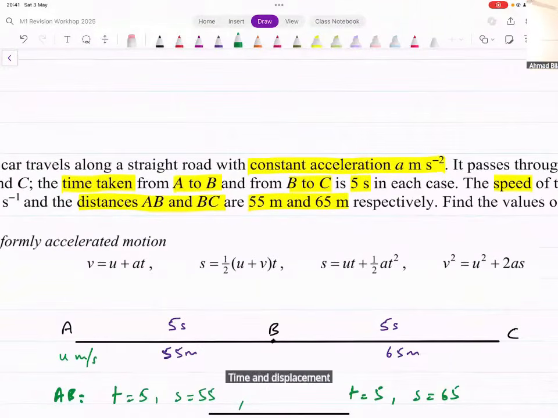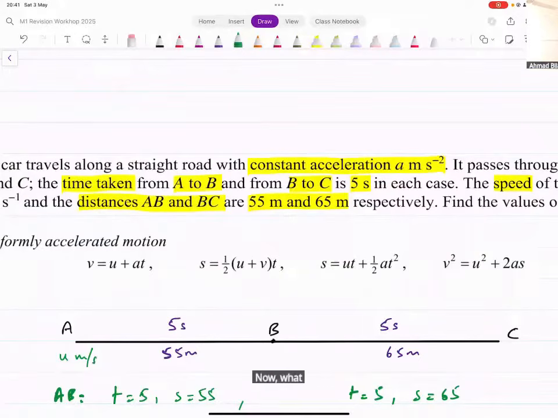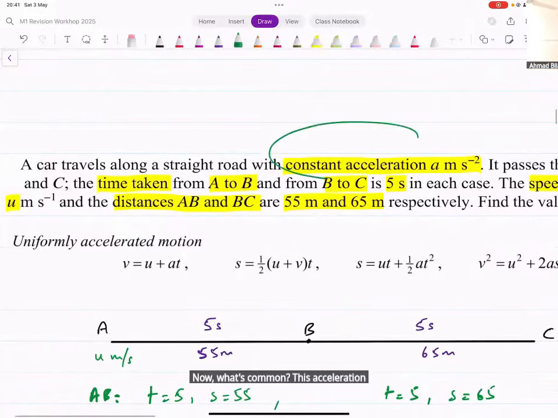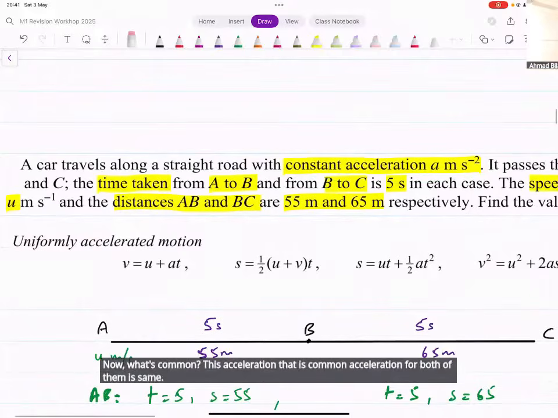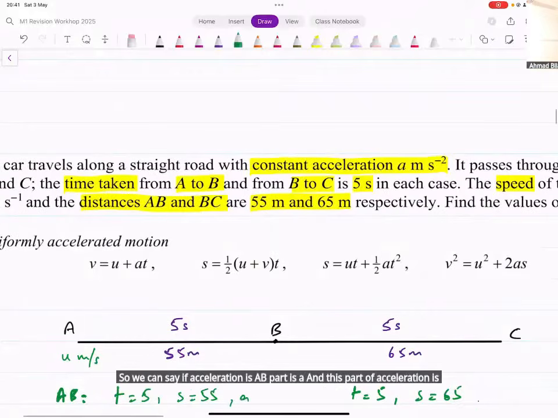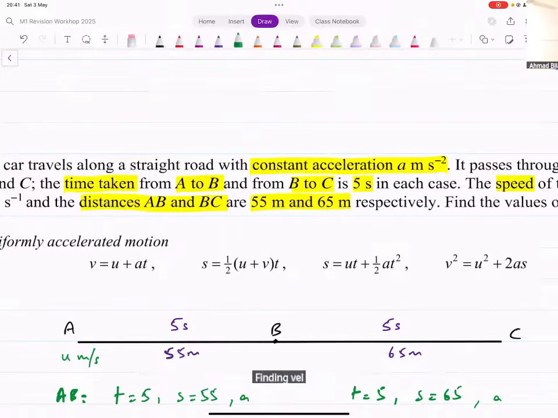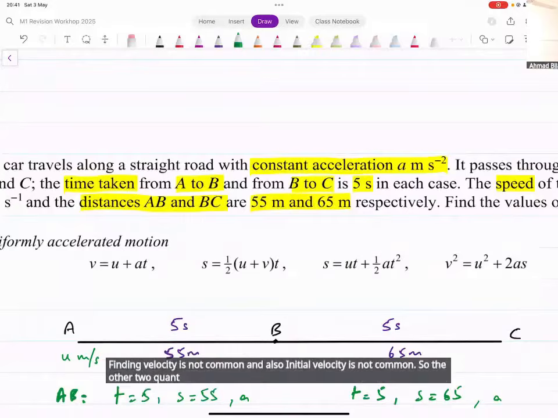And then we need to basically identify what other quantities are common between these two parts of the journey. Now, what's common? There's acceleration that is common. Acceleration for both of them is the same. So we can say if acceleration in the AB part is a, and the next part as well, this is going to be a. But then for the other quantities, final velocity is not common, and also initial velocity is not common. So the other two quantities are not common.